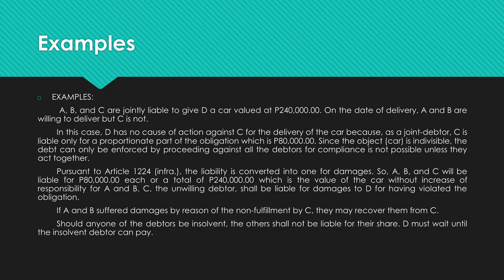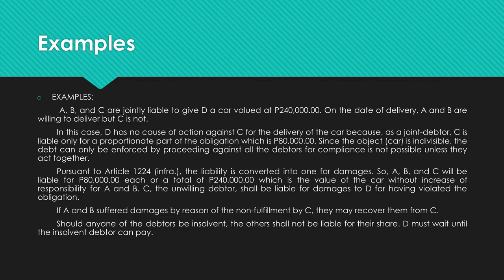So, in this case, D has no cause of action against C for the delivery of the car because, as a joint debtor, C is liable only for a proportionate part of the obligation, which is 80,000. Since the object, the car, is indivisible, the debt can only be enforced by proceeding against all the debtors, for compliance is not possible unless they can act together. You can't divide the car, right? So, they really all need to act together.